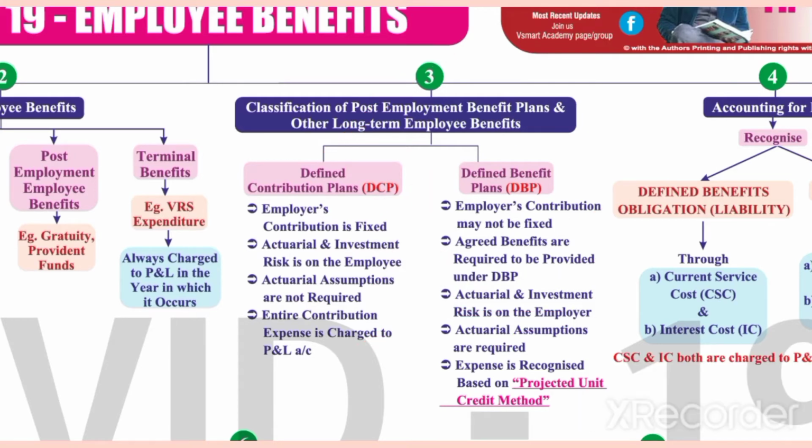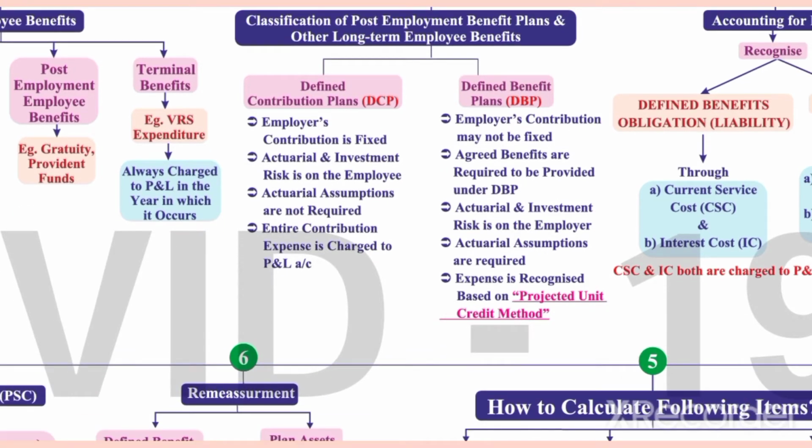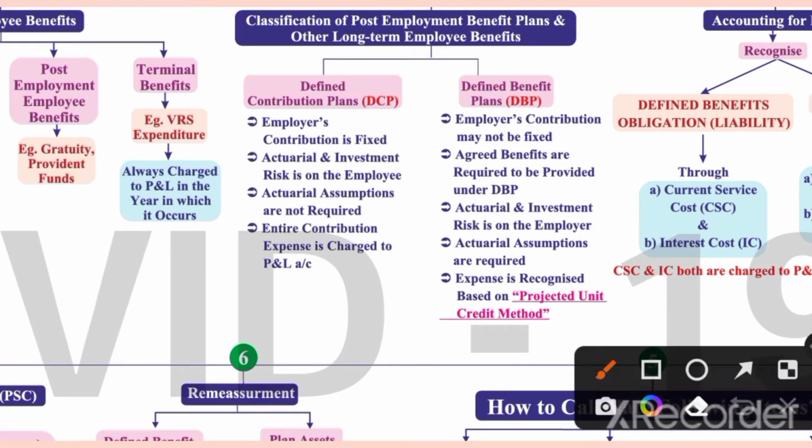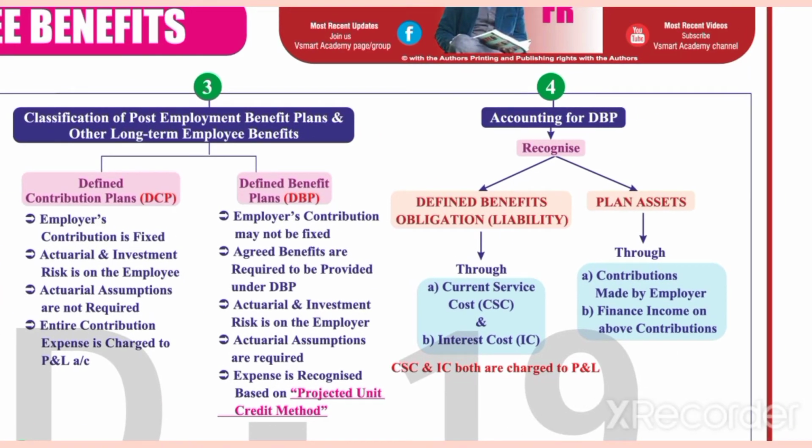In this case defined benefit plan la expenses is recognized based on the projected unit credit method. They are following one method which is called as the projected unit credit method. And the method follow panni we have to debit to that amount. Okay va? Debit that amount projected unit credit method follow panni. Okay va? Next, account for the defined benefit plan.